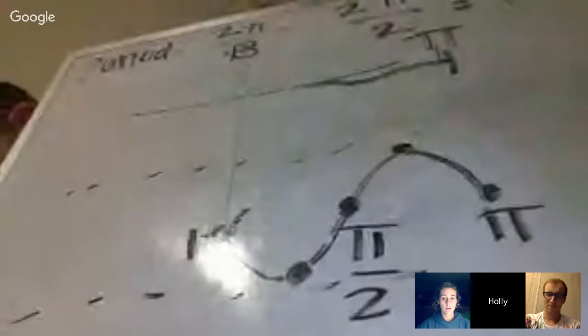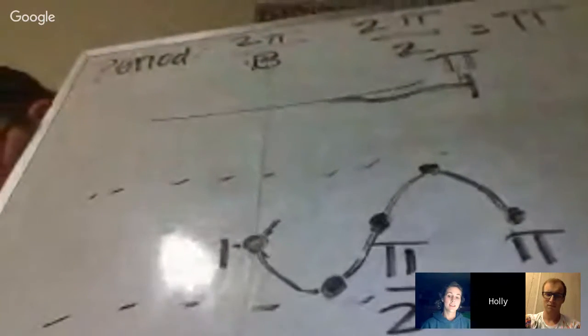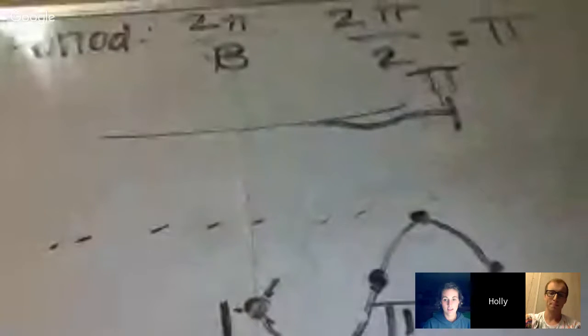Okay, that's cool. All right. So you're just finding the average of the 2 points. Okay. Makes sense. Then, so what's the midpoint between pi and pi halves? Oh man. Could you say that again, Holly? And pi halves.